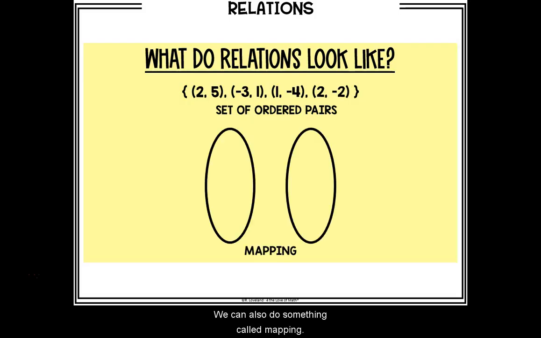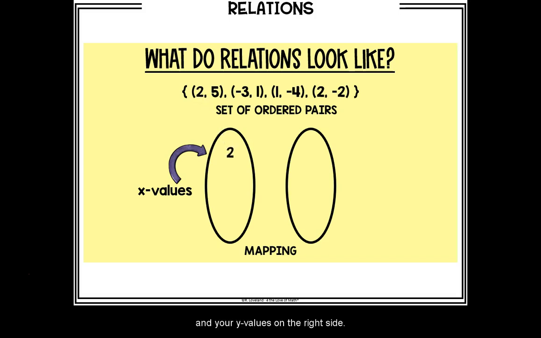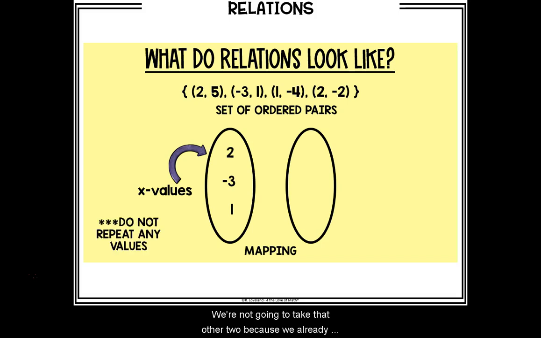We can also do something called mapping. When you map, you're going to have your x values on the left side and your y values on the right side. So that 2, which is an x value in the ordered pair, is going to go on the left side. The -3 is going to go on the left side. The 1 is going to go on the left side. We're not going to take that other 2 because we already have a 2. You do not repeat any values.